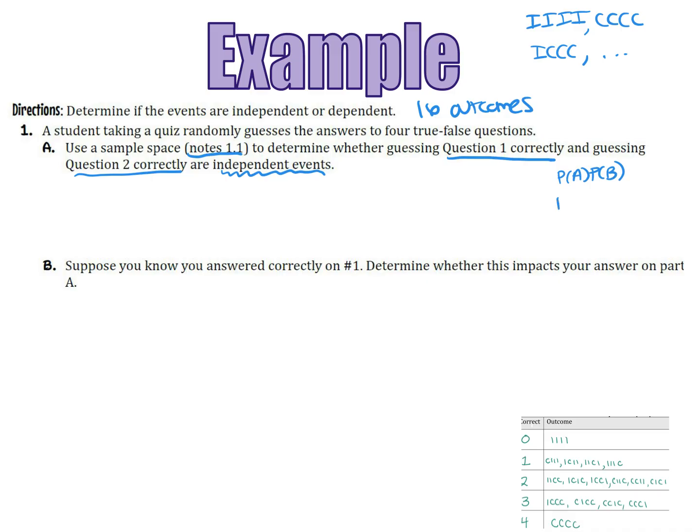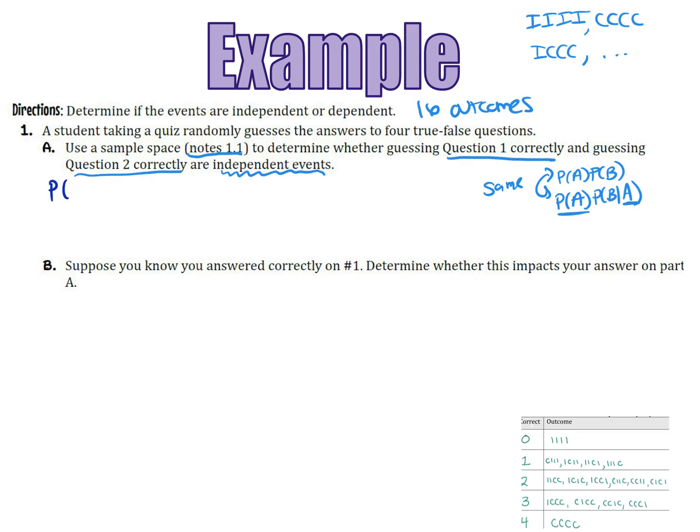So what that means is, if we know A, or if we know that we got question 1 right, these two things will actually be the same. If they're independent, knowing that we got question 1 right doesn't impact getting question 2 right. So these two probabilities would be the same. So let's actually look at this in terms of the sample space that we used in 1.1.